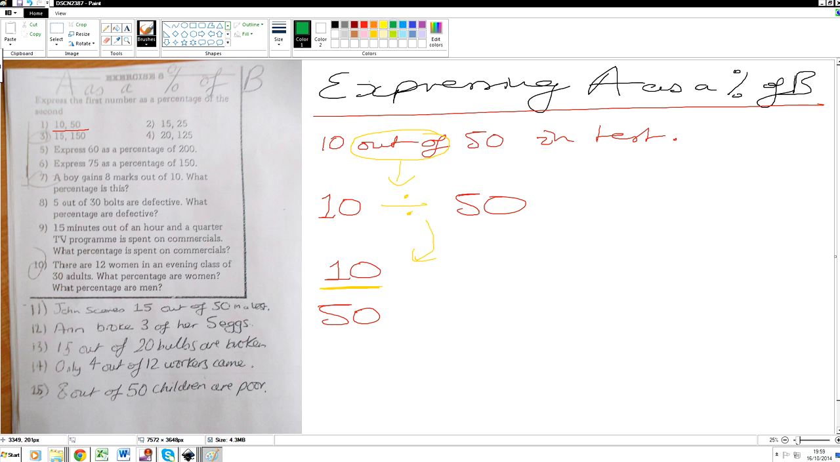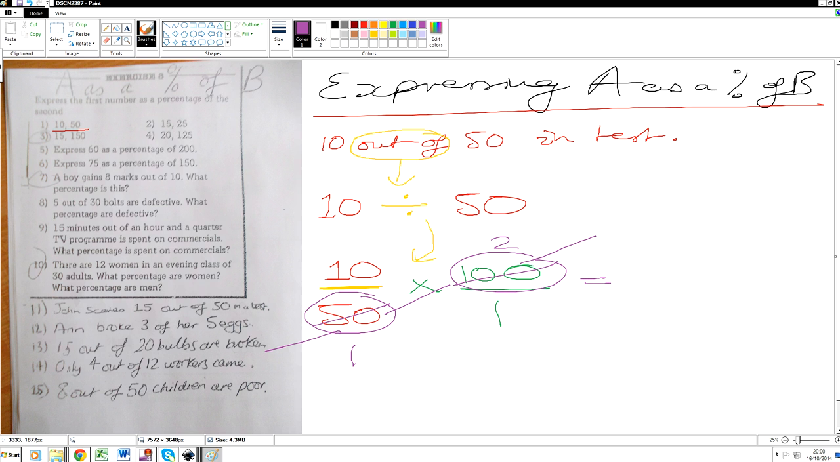Now, Hafsa, I want to change this fraction into a percentage. What do we do? Times by 100 over 1, which is the traditional technique. Now, how do we do that? We cancel diagonally and vertically if we can. So if you look at this diagonal here, 50 divided by 50 is 1, 100 divided by 50 is 2.